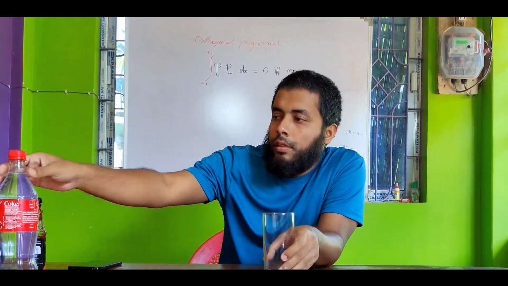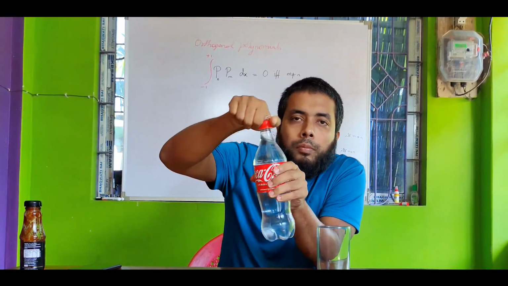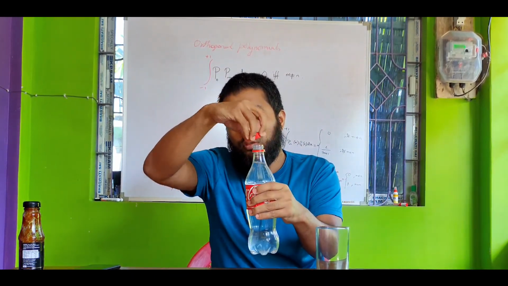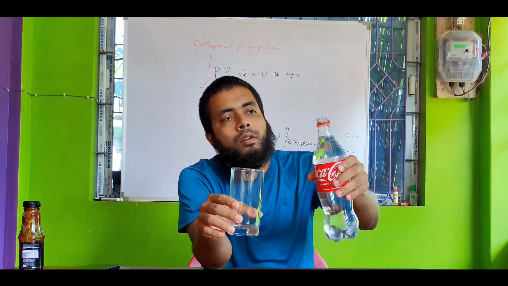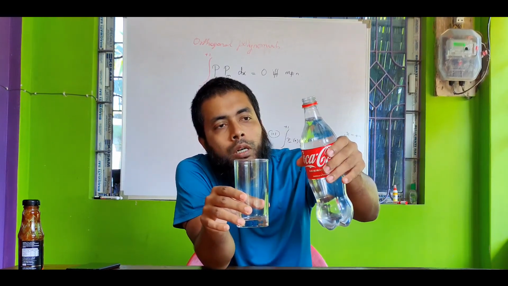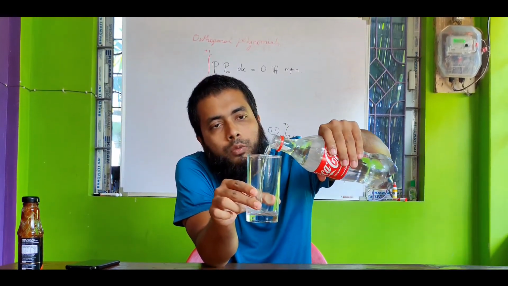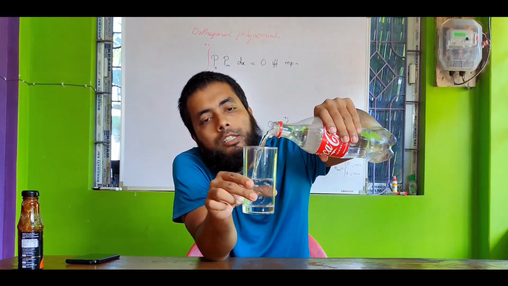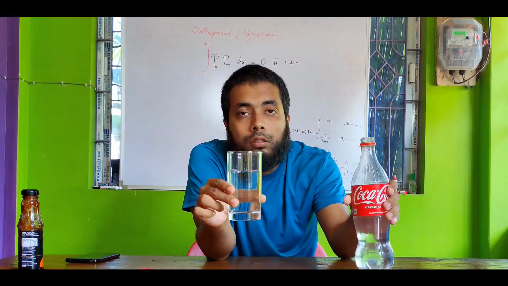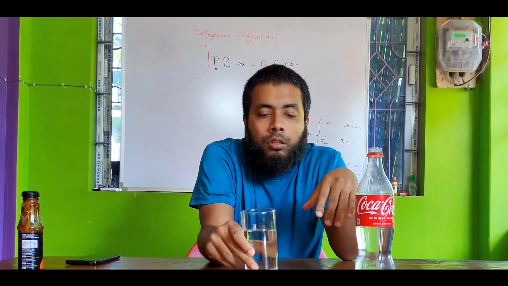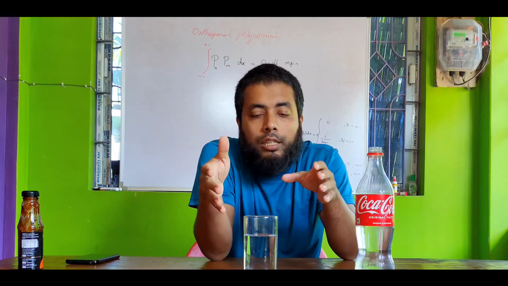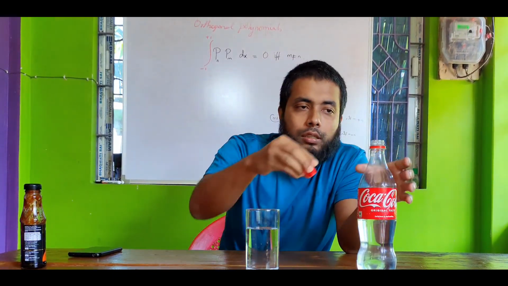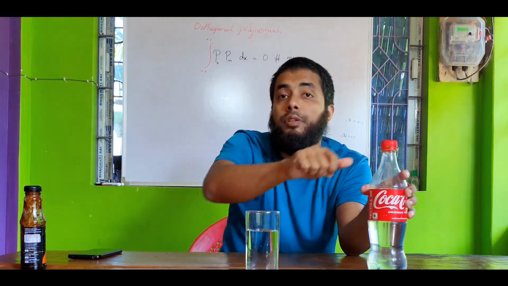I have a glass and this bottle contains water. What I am going to do is pour this water into this glass. When the water is being poured into the glass, the water takes the shape of the glass. This type of fluid is called a Newtonian fluid, where the fluid takes the shape of the container where it is being kept. But on the other hand, I have some different kinds of fluids.